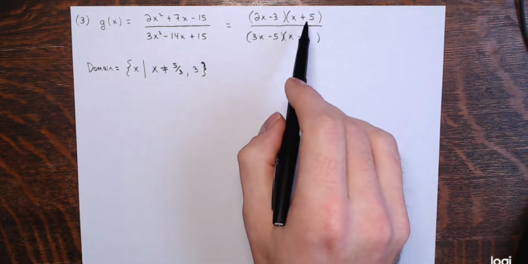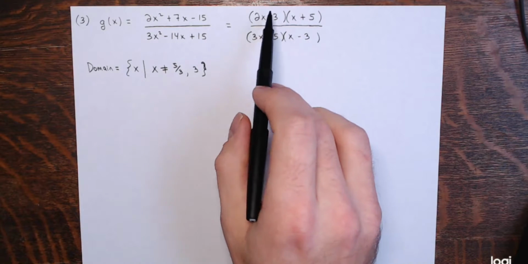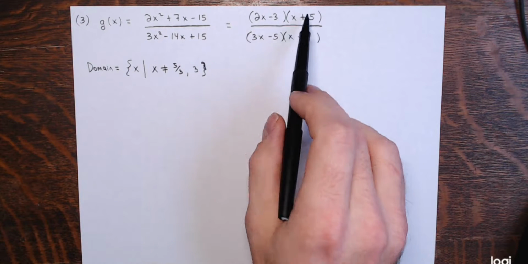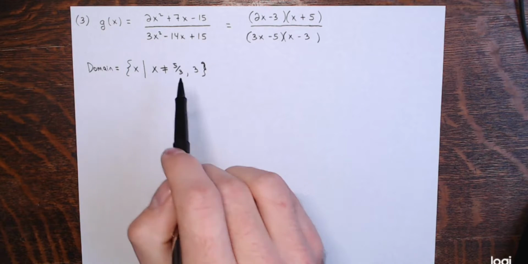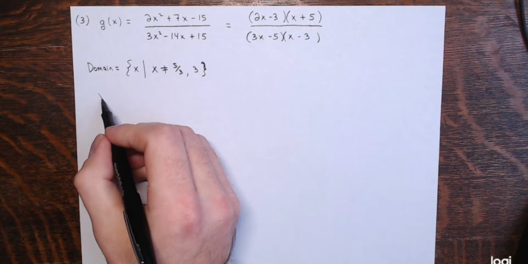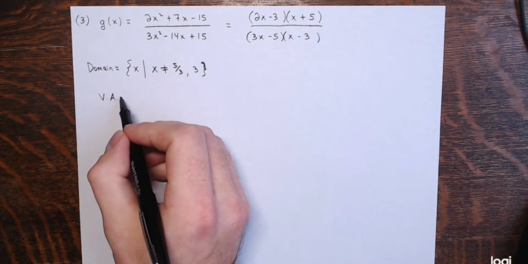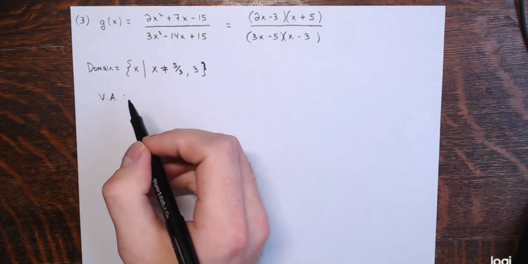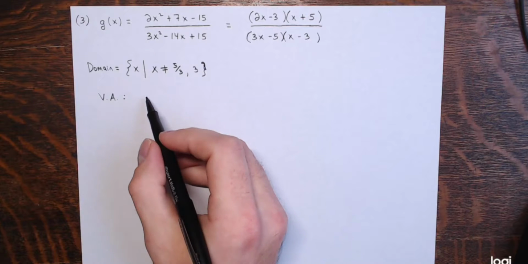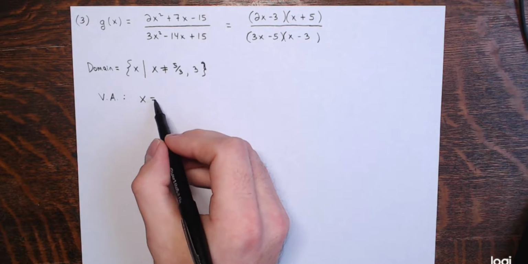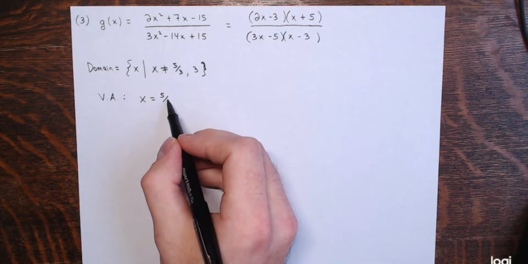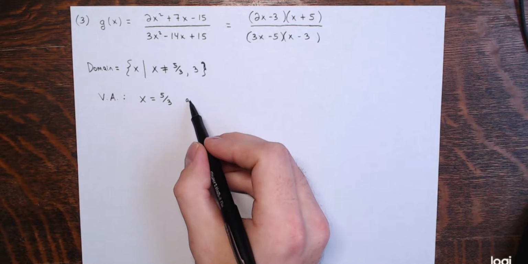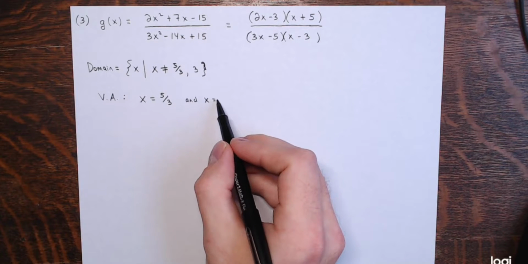And this is already as simplified as it gets, right? There's no common factor to cancel in the numerator and denominator, so these are where the vertical asymptotes are going to be. And there aren't going to be any removable discontinuities. There aren't going to be any holes in the graph. Just these asymptotes. X equals 5/3 is a vertical asymptote, but it'll also have a second one, x equals 3.